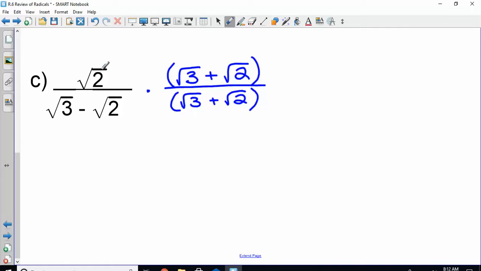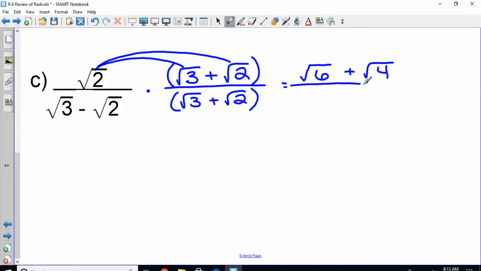So now I have to multiply these radicals. So on the top, when you multiply the radicals together, if they're both underneath, you just multiply your numbers. So we get the square root of 6 plus the square root of 4 over, in the denominator we have to FOIL.